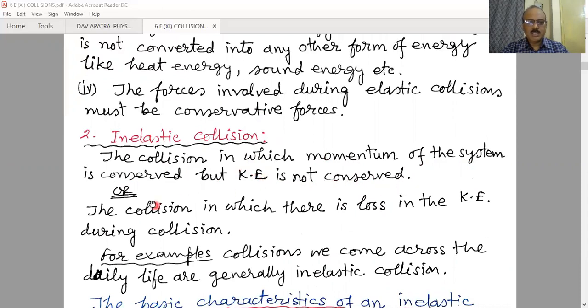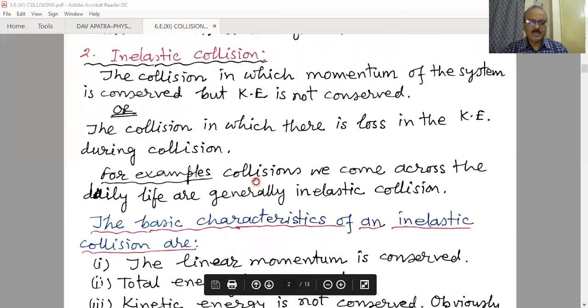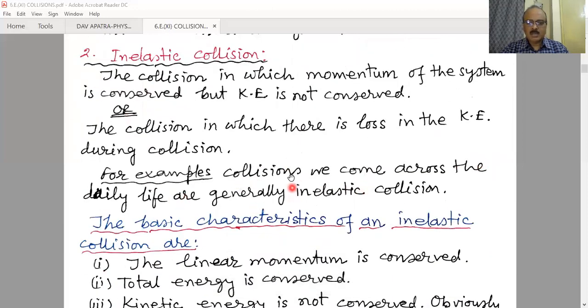Obviously, some amount of kinetic energy is converted into other forms of energy. Therefore, we can alternately say it is a collision in which there is a loss in kinetic energy. For example, collisions we come across in daily life are generally inelastic collisions, because there is always some amount of kinetic energy converted into heat energy, light energy, and sound energy also.